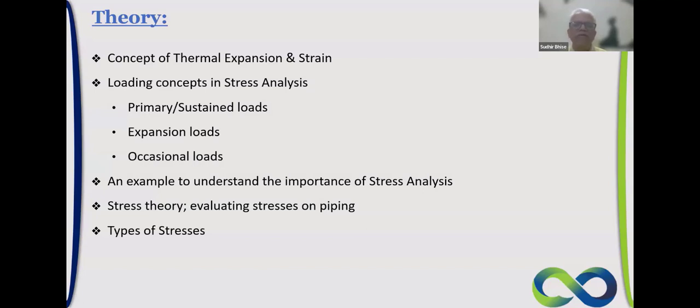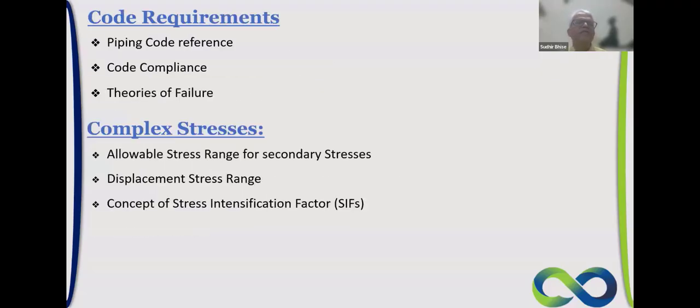Coming to the piping, it is a particular, different type of stresses which are going to be seen, and then the code asks us to calculate that amount of stress, and then it allows us to limit it to some values. So we will understand from that theory how to calculate those stresses and limit those different types of stresses to the values given by the code. Then we are going to see the code requirements, the piping code references, the code compliances. What does the code say about the requirements of meeting the highest stress values? Then we will study the theories of failure.